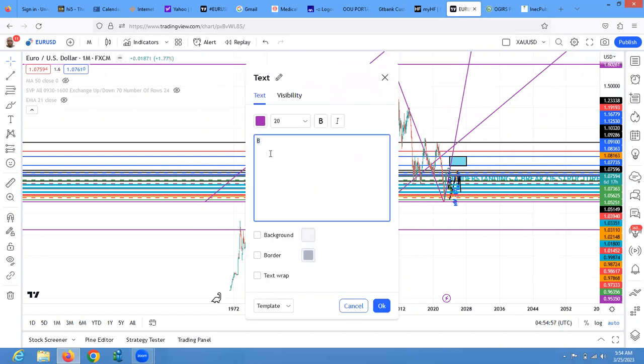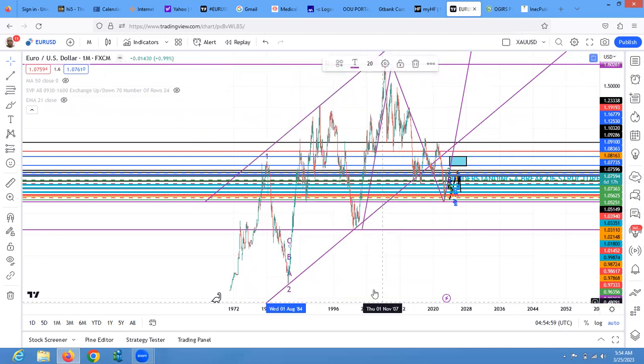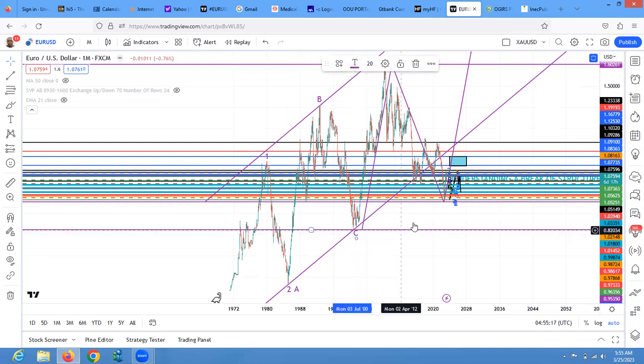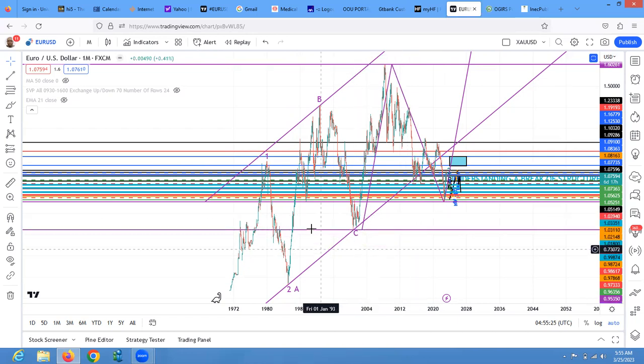Just using the available data that we have at our disposal. So this one becomes the A of a 2, the B of a 2, and the C in the super grand cycle of a 2. So in that case, it means that we are doing a 3. So this is a running flat that has given us a running flat here.